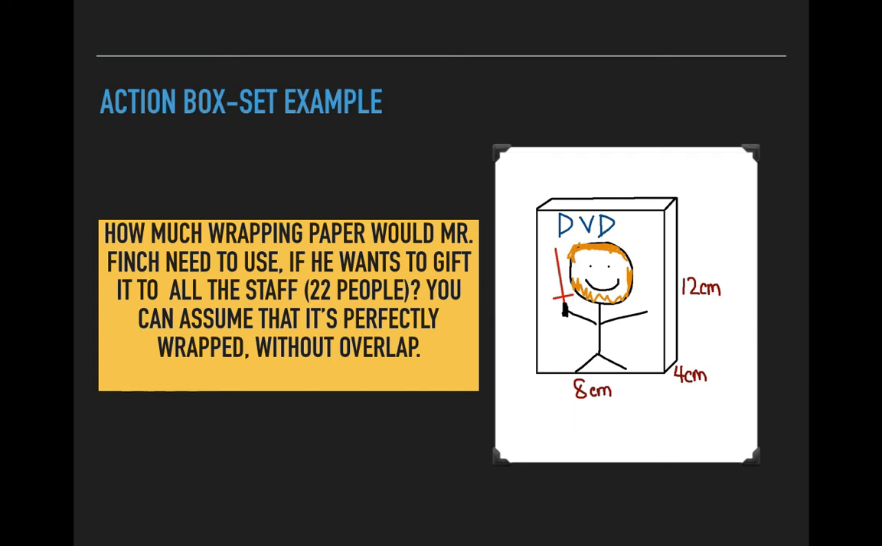So now you take one box and there's 22 of them, multiply it by 22, and that gets you 7,744 centimeters. So the answer is 7,744 centimeters squared. Because 2 of each side. This is a rectangle. So there's a top and a bottom, 2 sides, and a front and back.